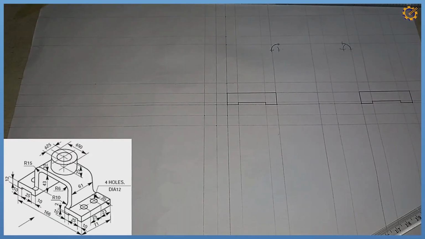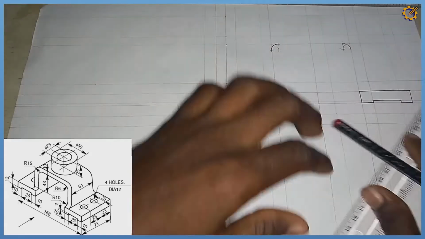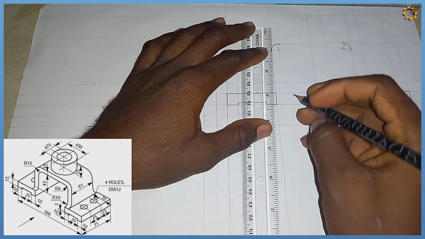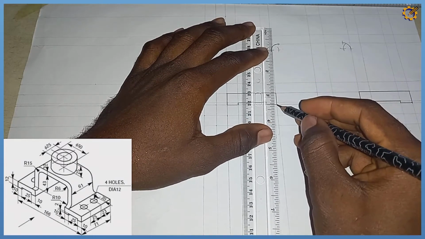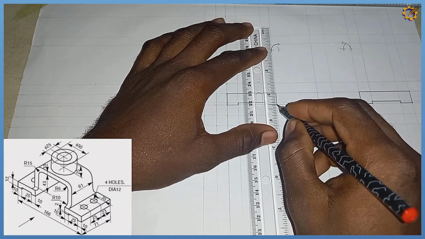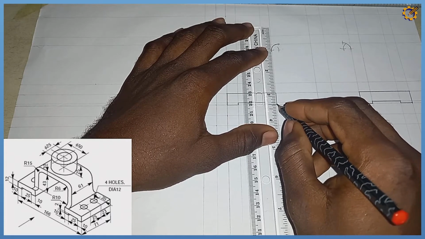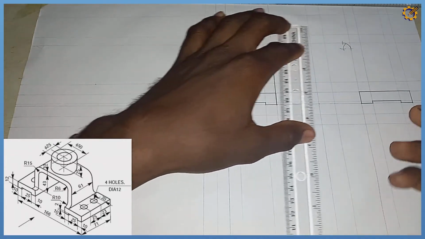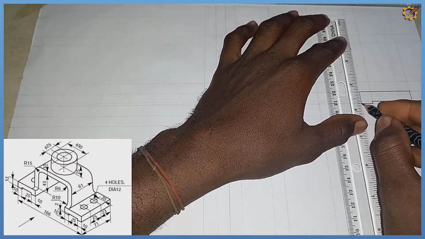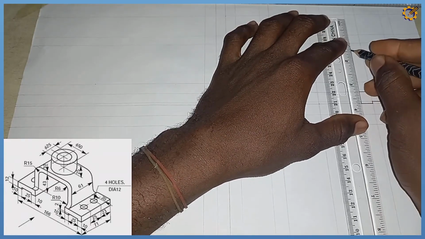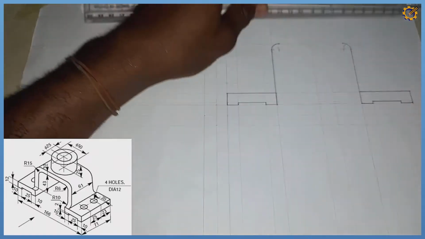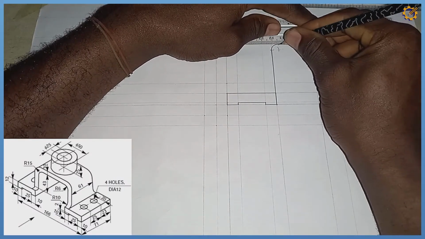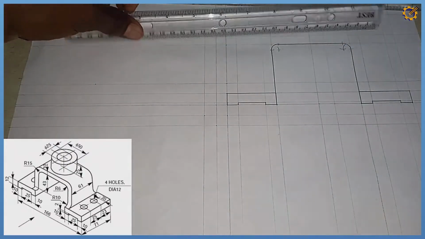Okay, so with that settled right there, we pick our pencil. I'm going to first of all join this down here, like this. Can you see that? Okay, then this right here, like this. Okay, then we join this all together like this, as you can see right there.